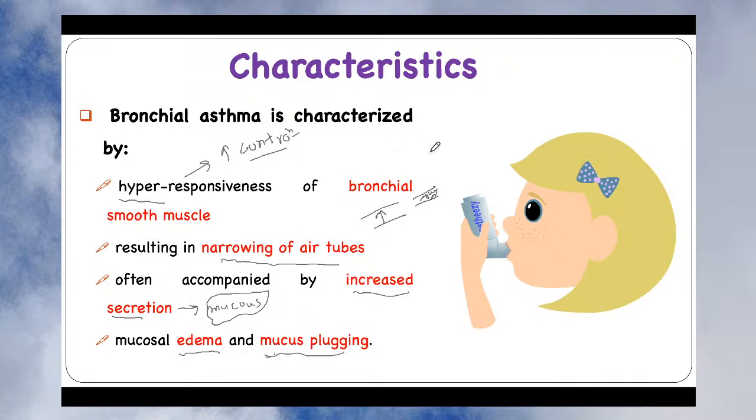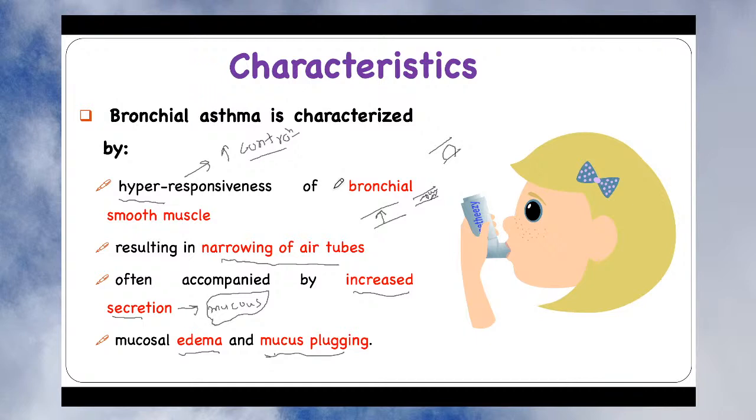It means the bronchial lumen will be blocked by the mucus plugging, and due to blockage of the bronchial lumen by the mucus plugging and the narrowing of the lumen, the patient will not be able to accommodate the required air which is needed for the complete body to carry out its normal functioning. So the oxygen supply to the complete body is reduced, and their oxygen saturation is decreased. In order to maintain this oxygen level, the person will start showing different symptoms. So these are the four important characteristics of bronchial asthma.